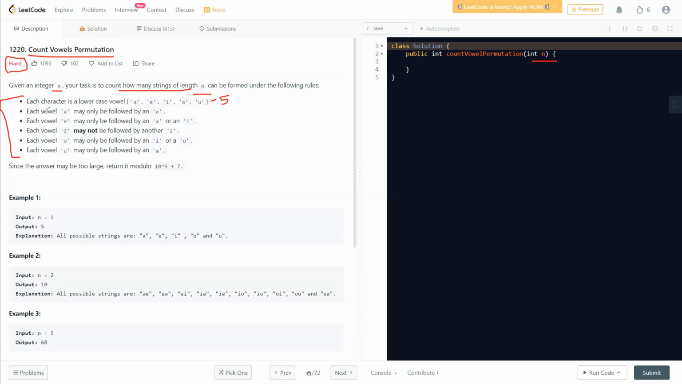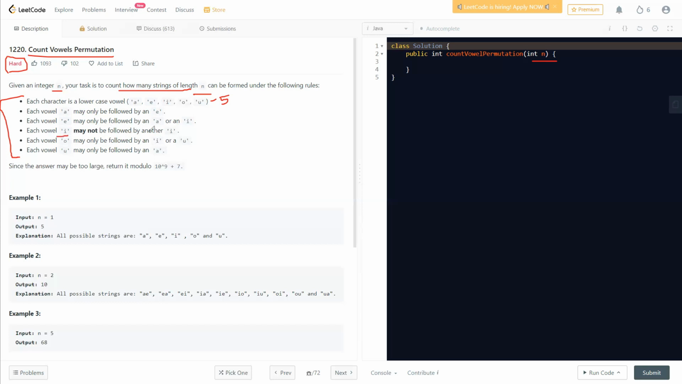Now it further says that whenever the vowel is A, it may only be followed by E. So whenever there's an A, if we need to go ahead with the next character after an A, we should go ahead with only an E. Further, it mentions that if it's an E, then it should be followed by an A or an I.